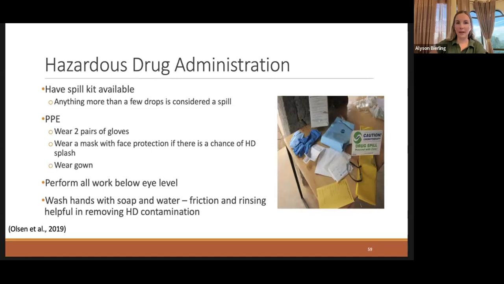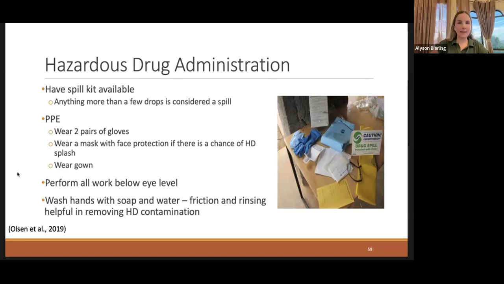We want to perform all work below eye level. So if you're spiking a bag of chemotherapy, you don't want to do the spiking above your eye level on an IV pole. You would lower the bag and the IV set, maybe onto a table, and do that below eye level. After we have administered our chemotherapy, it's important that we wash hands with soap and water, not just alcohol. That friction and then the rinsing is helpful in removing hazardous drug contamination from your hands.